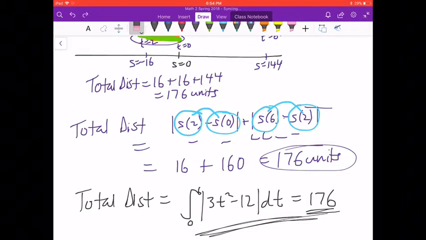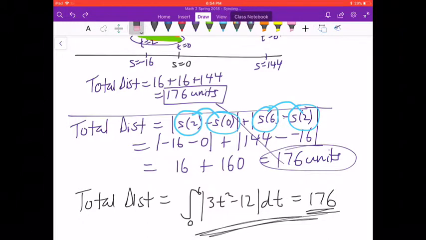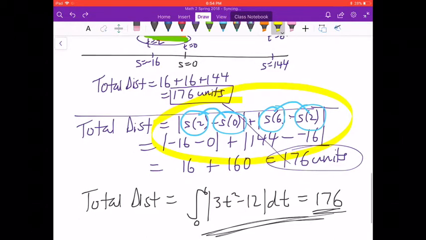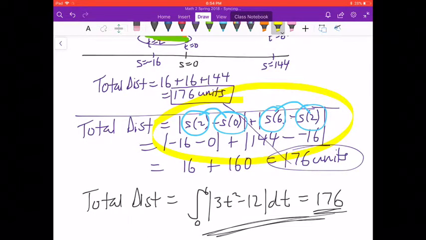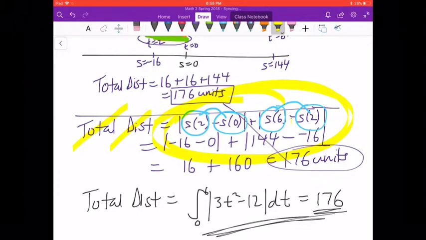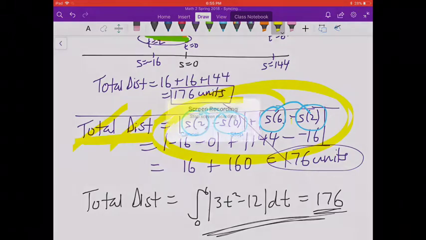Oops, didn't mean to erase all that. It could be they have something set up like this right here, and they ask you what it represents. And they're not going to tell you the total distance part. They're just going to ask you, what does this stuff on the right mean? And you should recognize that the change in position, but it's the absolute change in position, and the same thing over here. And when you add them together, you're getting total distance. All right.